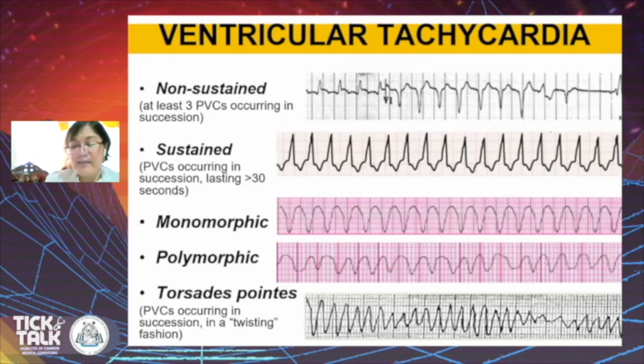Monomorphic, as what the name implied a while ago, is if they look the same, right? Meaning they come from a single ventricular foci. Polymorphic or multifocal ventricular tachycardia is when the PVCs, as seen in this example, do not look the same at all. Meaning, different foci from the ventricles are actually firing and generating their own electrical impulse. Now, torsades is PVCs occurring in succession in what appears to be a twisting fashion. Again, it's a dangerous fatal arrhythmia that we would have to be on the lookout for.